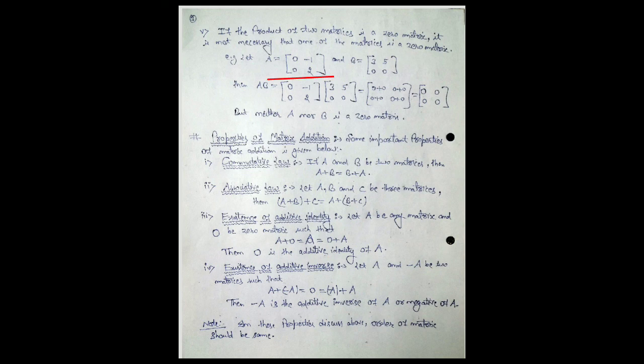Matrix A consists of 0, minus 1, 0, 2, and matrix B consists of 3, 5, 0, 0. Then if we find AB, we get the matrix with all elements 0. So it is a zero matrix. But neither A nor B is a zero matrix. But in case of real numbers, if the product of two numbers is 0, then one of these two numbers must be 0. Next, we discuss some important properties of matrix addition.